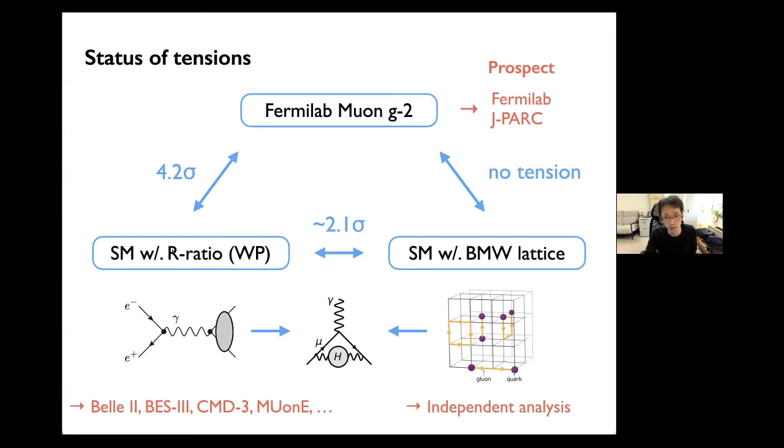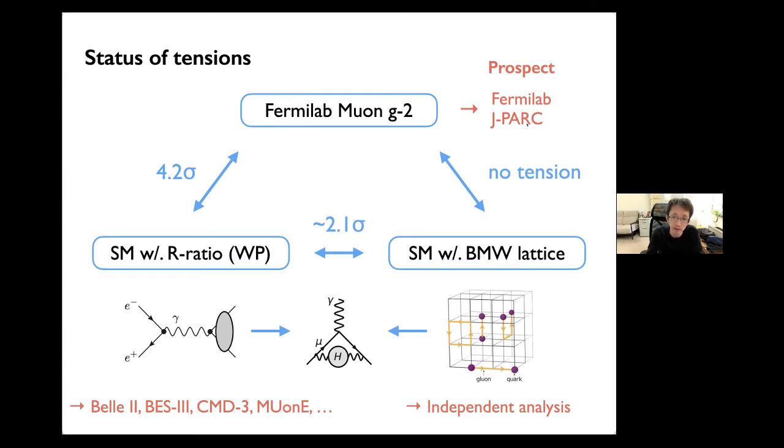But if we adopt the BMW lattice result for the hadronic vacuum polarization, then there is no tension between the Fermilab muon g-2 result and the standard model prediction. But instead, there is a tension between the R ratio result and the BMW result at the 2.1 sigma level. So there exist tensions, and we haven't solved these tensions yet. So this is the status.